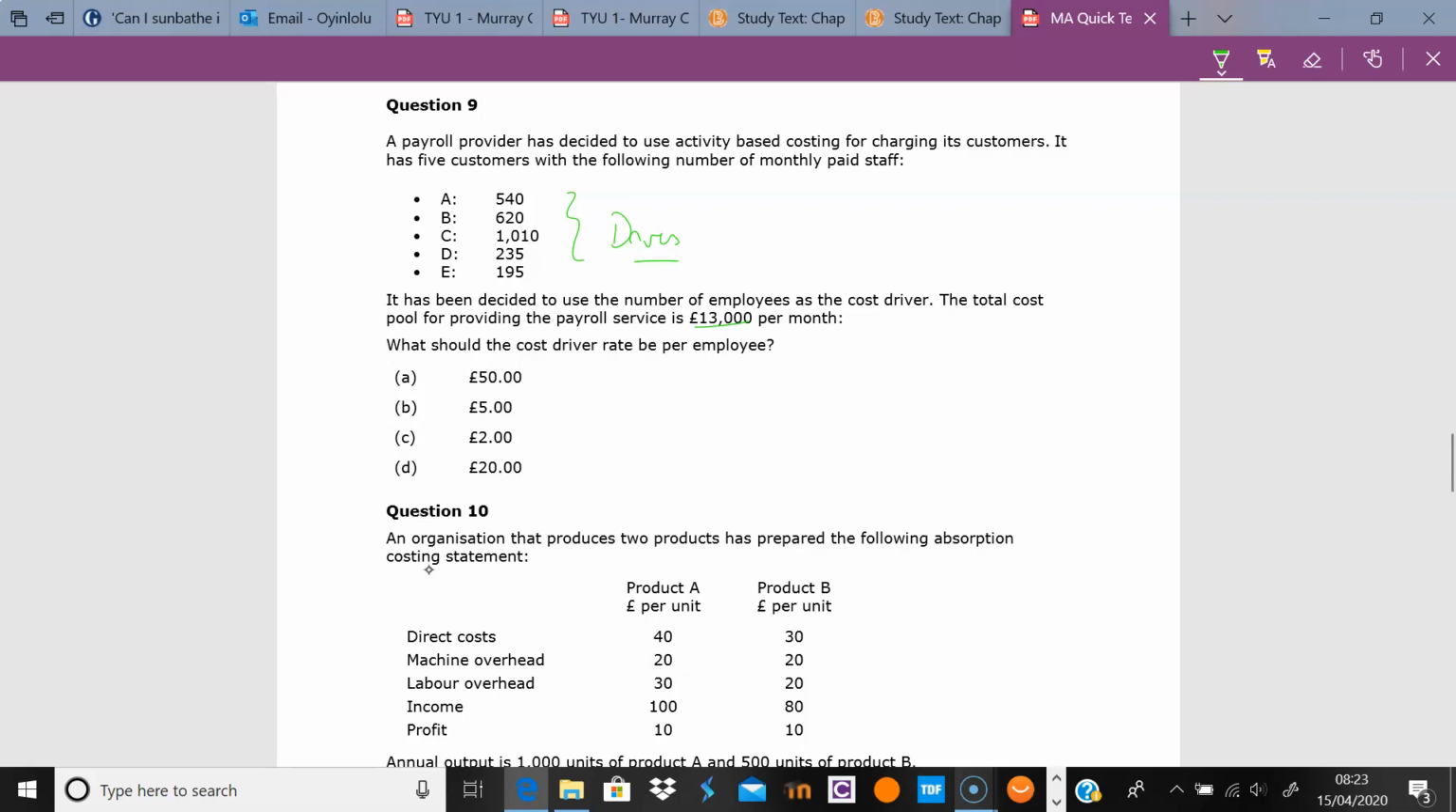So in terms of the cost driver rates, basically what the cost is per employee. Technically, we need 13,000 divided by, because we're literally just taking everything there, 540 plus 620 plus 1010 plus 235 plus 195. The argument is that again, it's an overhead absorption rate ultimately. And all of this comes to 2,600 at the bottom here, so 13,000 divided by 2,600 is equal to 5.